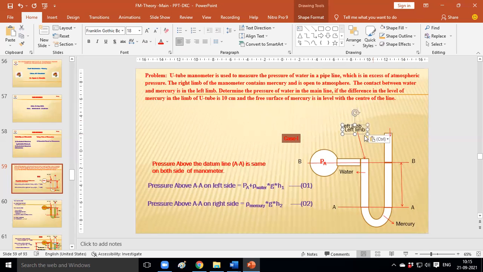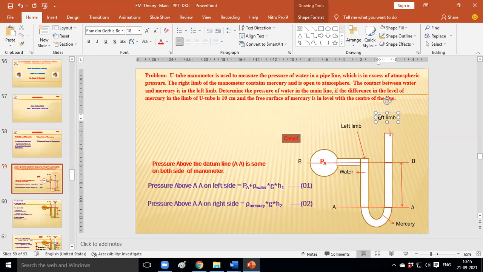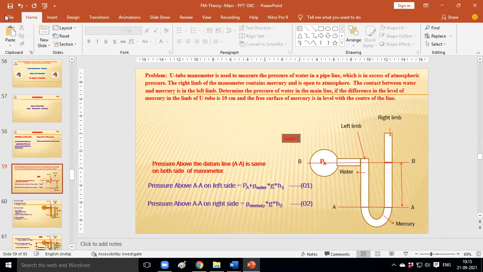In this numerical, the figure is not mentioned. We need to draw the figure, whatever the information given in the numerical. This numerical was again asked in the university question paper for 10 marks. Only the statement is given, and you need to draw the correct figure. If you draw the correct figure along with showing the correct datum line, then ultimately 50% or 60% of the numerical is over. So you need to draw the figure.